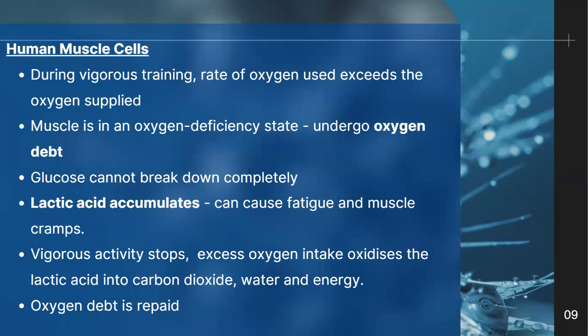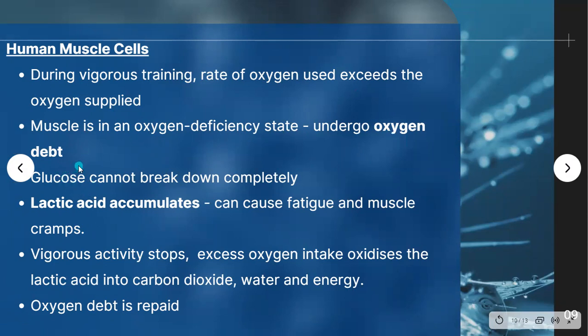And lastly, we're going to talk about another example of where lactic acid fermentation occurs. This is very important because it happens in our human muscle cells. So during vigorous training or very strenuous training, the rate of oxygen use exceeds the oxygen supply. So the oxygen that we need is more than the oxygen that is being inhaled. Okay, understood? And the muscle is now in an oxygen deficiency state, or we have another name for this. It's called an oxygen debt.